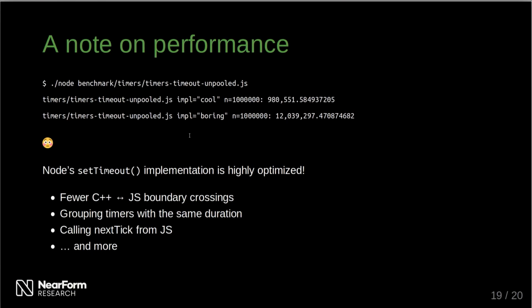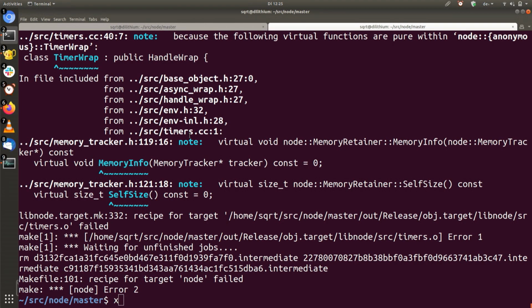For example, one thing that we try to avoid as much as possible for performance in Node.js is C++ and JavaScript boundary crossings. Calling from one language into the other comes with some costs. So what our timers implementation does is group timers that have the same duration, so they are run directly after each other in JavaScript, for example. And there's always only one Libuv timer handle active at a time. The list of setTimeouts is actually maintained in JavaScript itself. Things like that. Okay, so that failed.